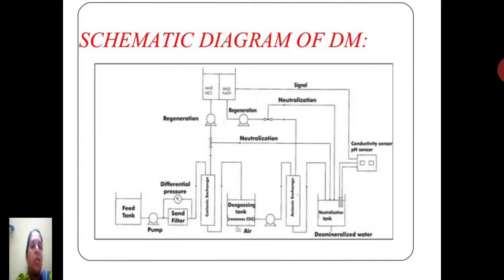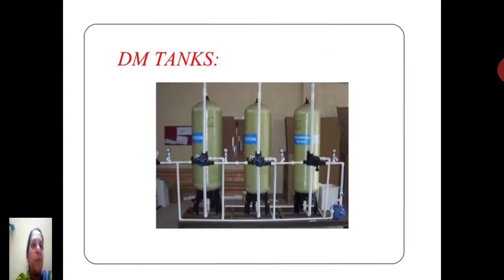And this is one more schematic diagram of a demineralization plant where the feed water is sent to the sand filter, then taken to the cation exchanger, then we have a degassing tank and anion exchanger, then it is finally taken to the neutralization tank to neutralize the pH, then it is taken to the conductivity or pH meters. This is the real time picture of a demineralization plant.